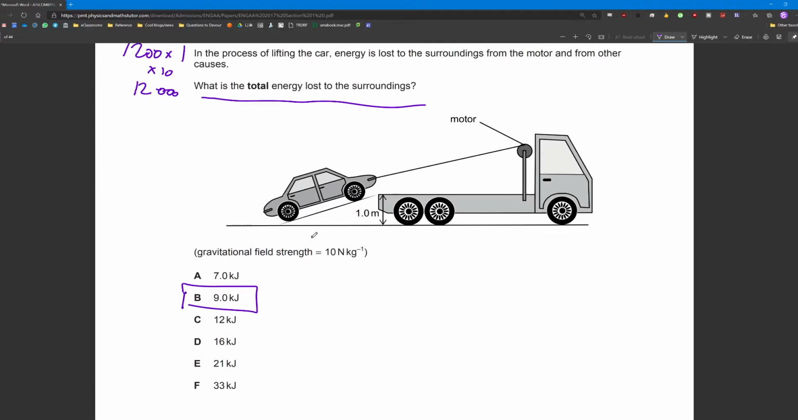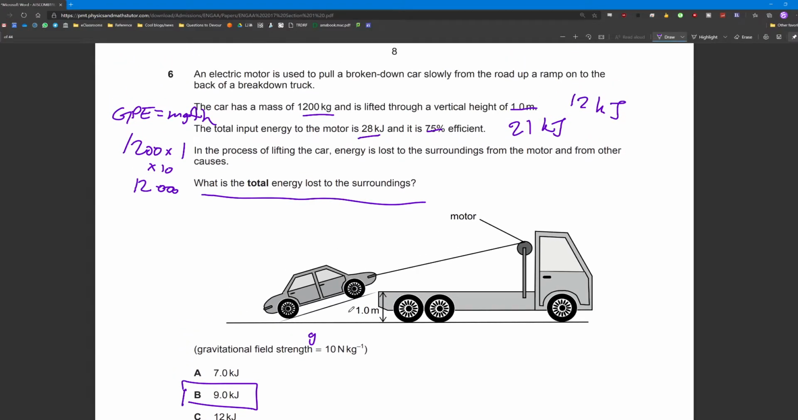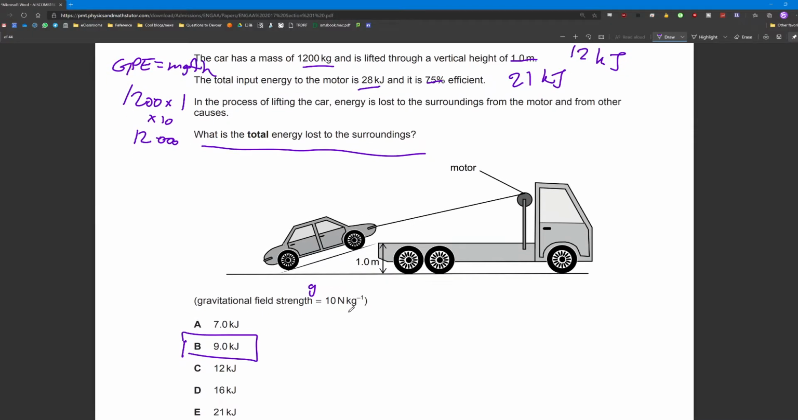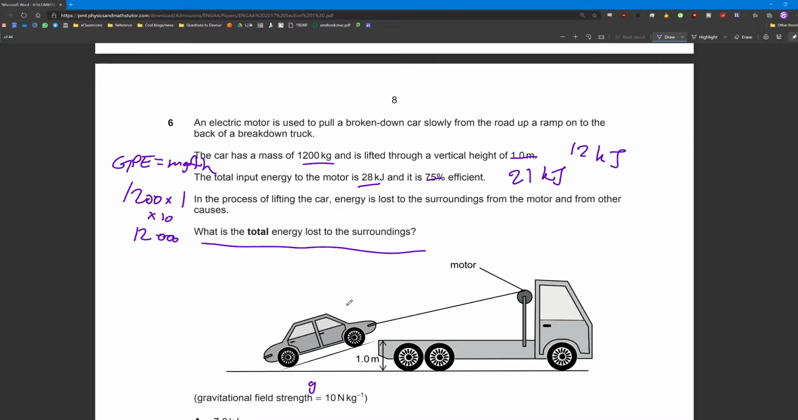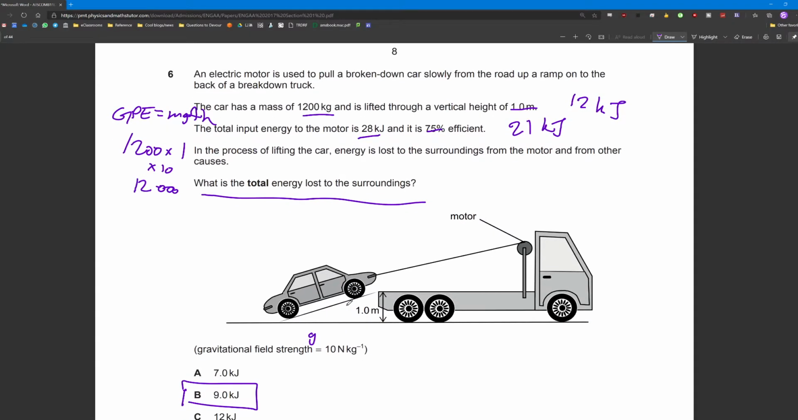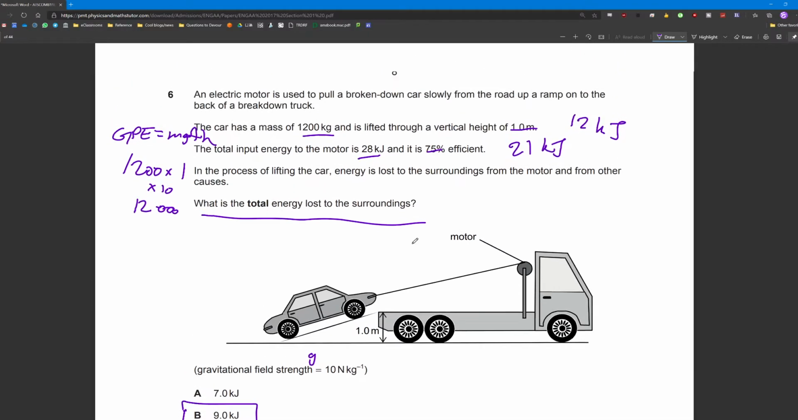And you can see they let us know that G is 10 over here. I shouldn't have assumed that G is 10, but in general, it's safe to assume in these kinds of exams that G is 10, but they will tell you if you need to know it. So you have this answer B.